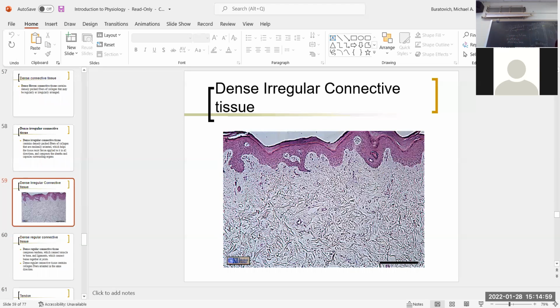And you look at this, there's a lot less water in it, isn't there? What do you notice about the collagen? Yeah, it's kind of going all over the place, but there's a lot more of it. So this will be very good, essentially, at dispersing forces that are being put on it.